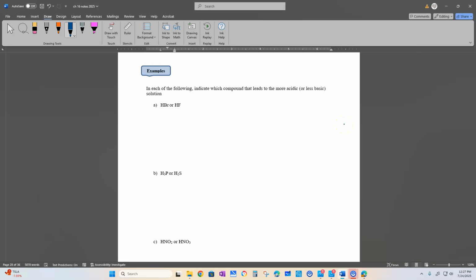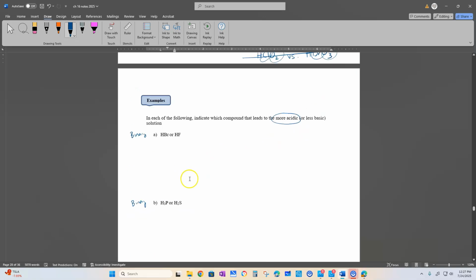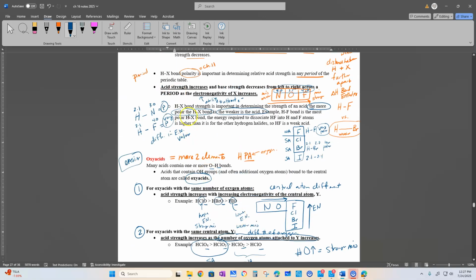Which of them is the more acidic acid? Okay, so these first 2, if you notice, you have an H and an element. This is binary. I always like to write down first what category I am looking at. These 2 on the bottom are oxyacids because it's an H and a polyatomic. So when you're trying to figure out which acid is going to be stronger, you have to go back to the rules. So which one is it?